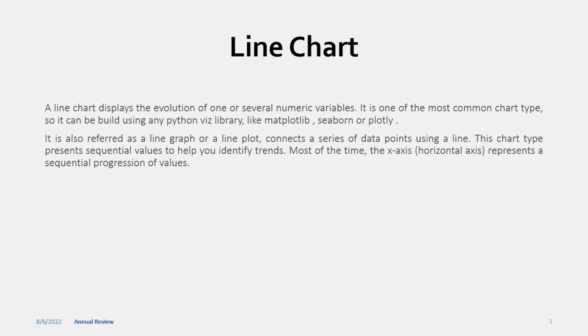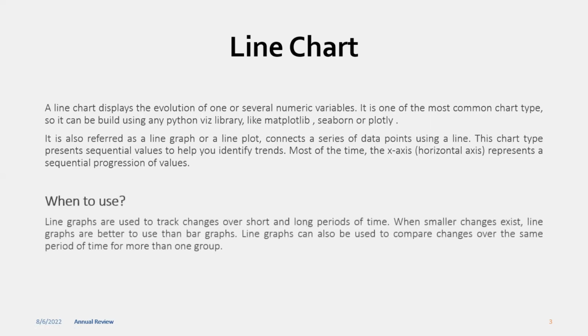Now let's see when to use a line chart. Line graphs are used to track changes over short and long periods of time. When smaller changes exist, line graphs are better to use than bar graphs. Line graphs can also be used to compare changes over the same period of time for more than one group.